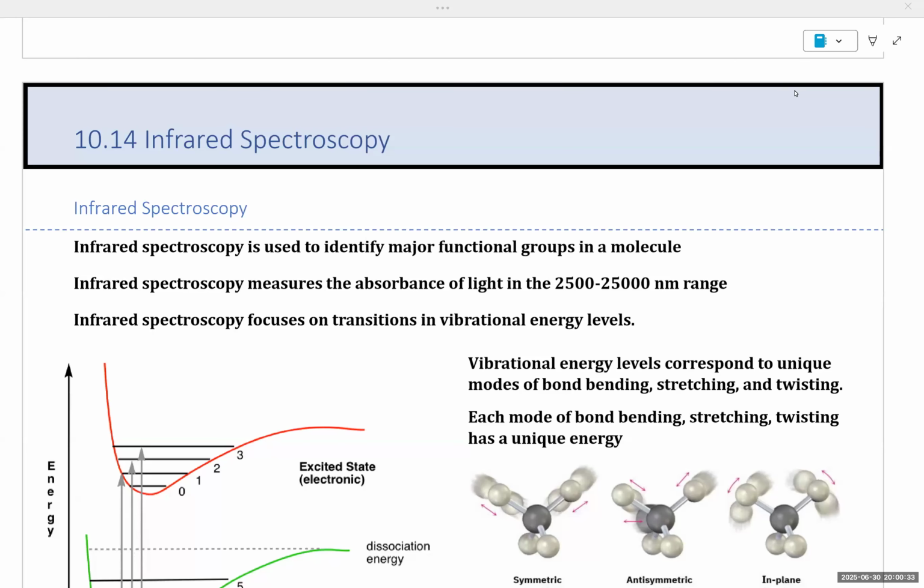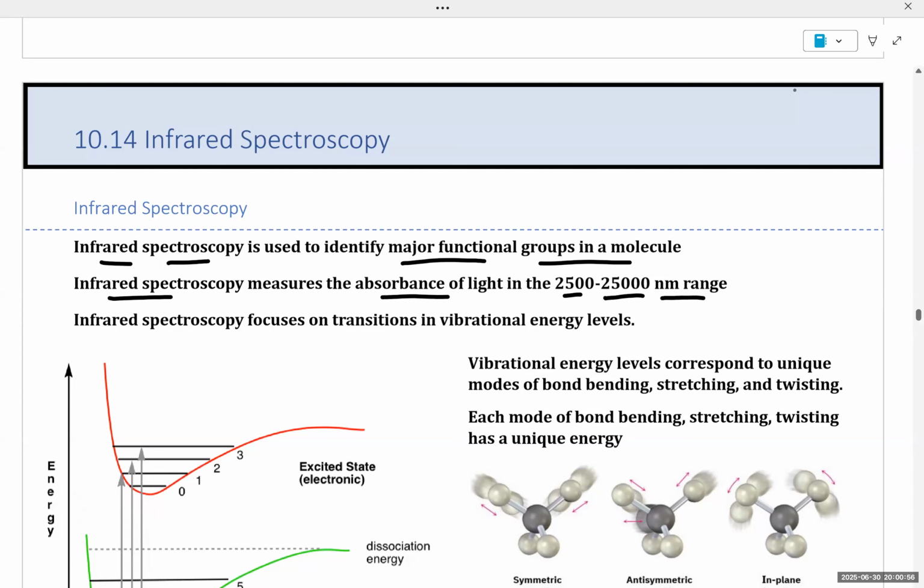Continuing on with the Chapter 10 lecture series, we're now going to be moving on to discuss infrared spectroscopy. So infrared spectroscopy is a really useful tool primarily to identify the major functional groups in a molecule. Infrared spectroscopy measures the absorbance of light in the 2500 to 25,000 nanometer range.